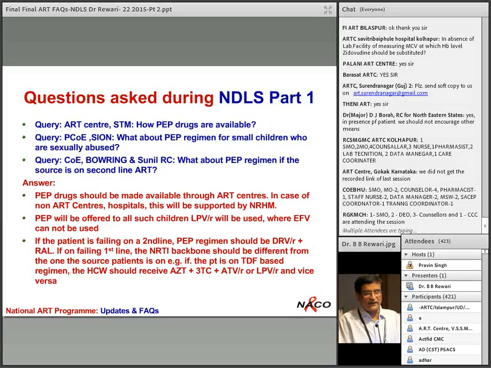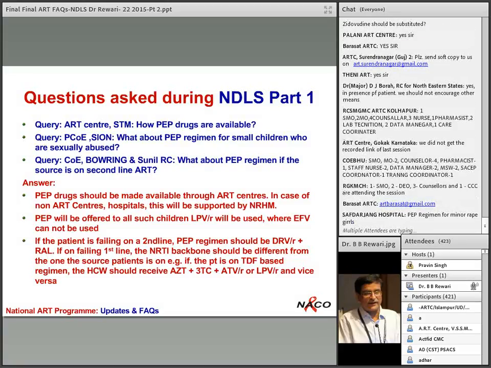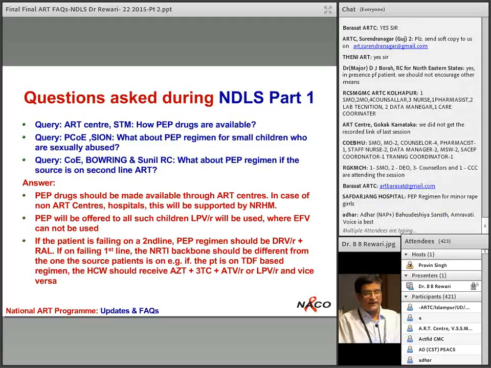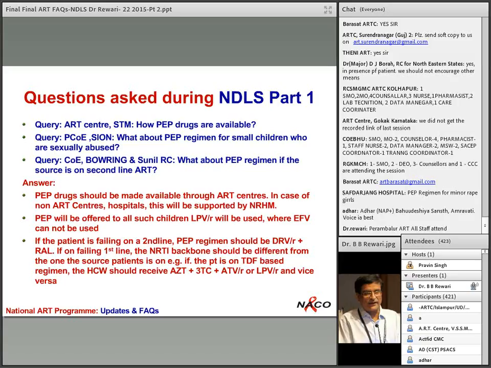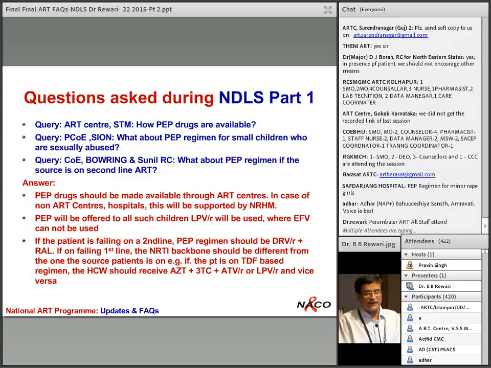Now, if the source is on second line ART, the PEP regimen will be darunavir-ritonavir, raltegravir. Failing on second line. If it is failing on first line, it will be a different NRTI backbone. Again, I will clarify, if the person is failing on first line, use a different NRTI backbone for PEP. If the patient is failing on second line, because some of the patients failing on second line may be admitted to the ward and there could be needle stick injuries, then they should be started on darunavir-ritonavir, raltegravir, which can be procured by the center using the contingency grant.